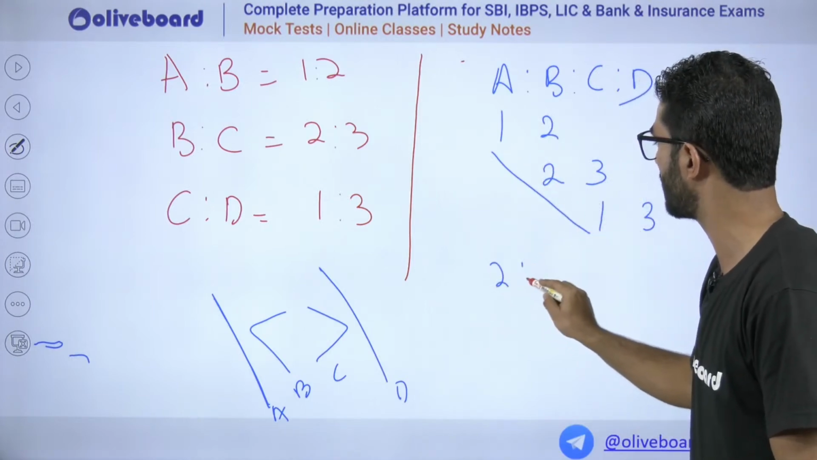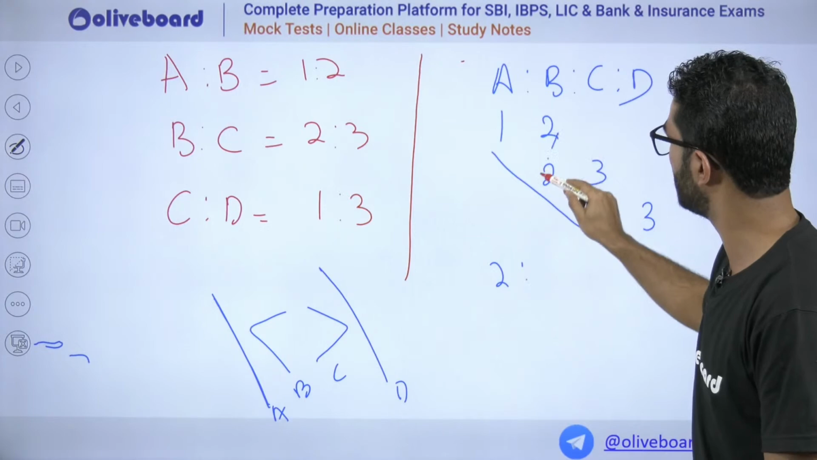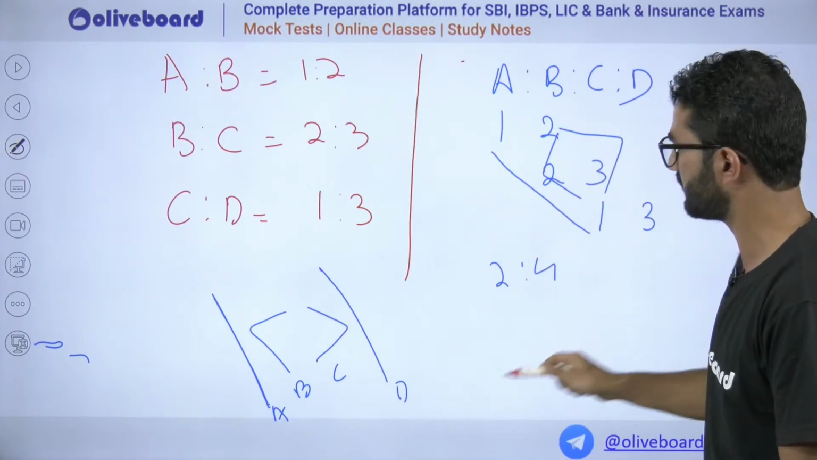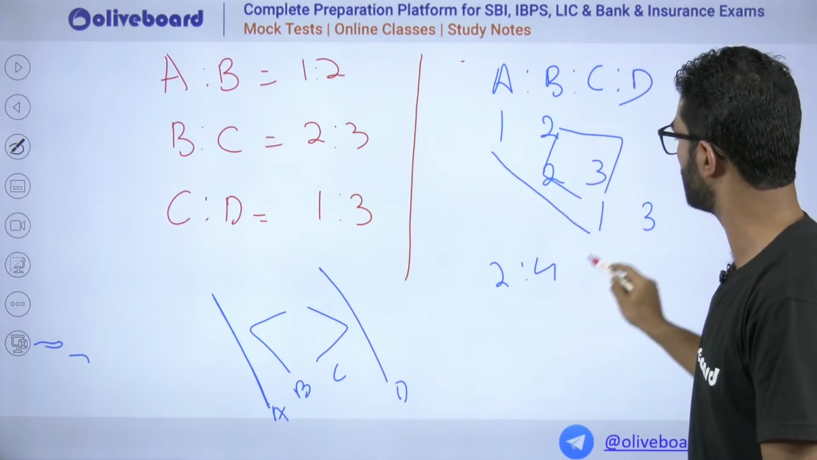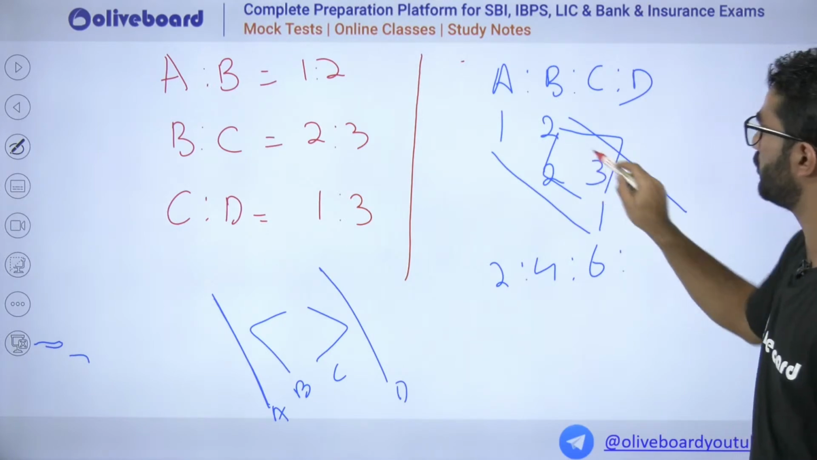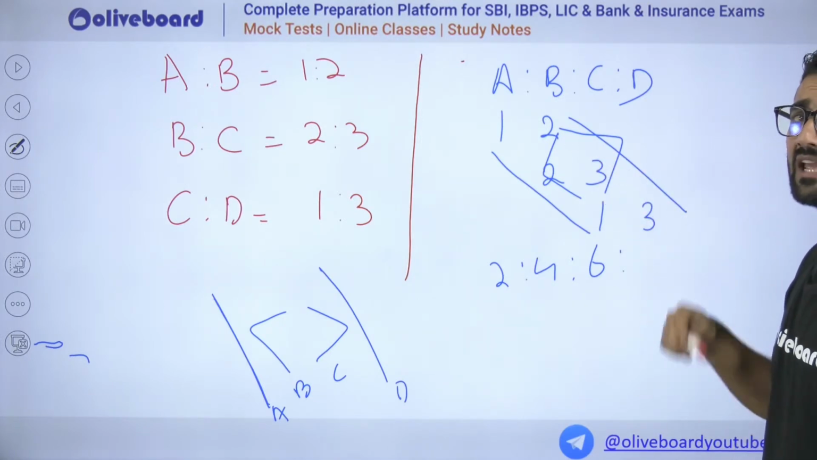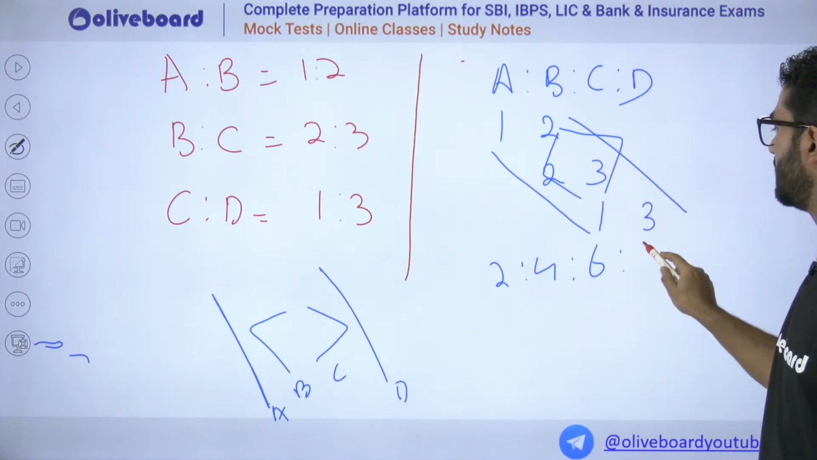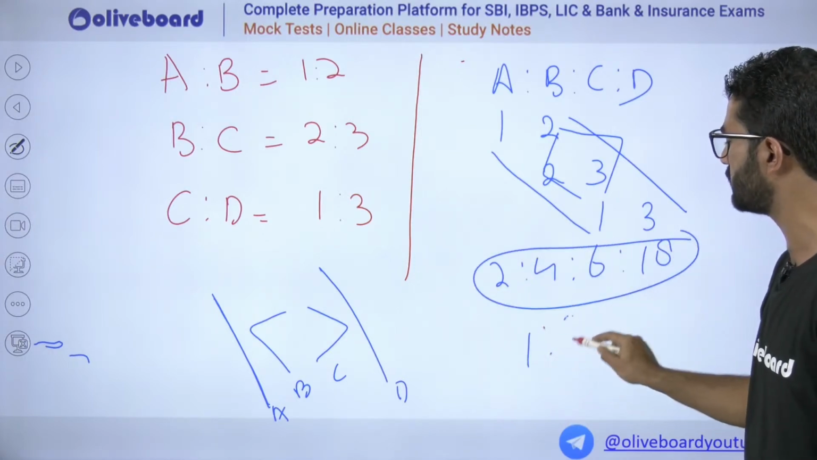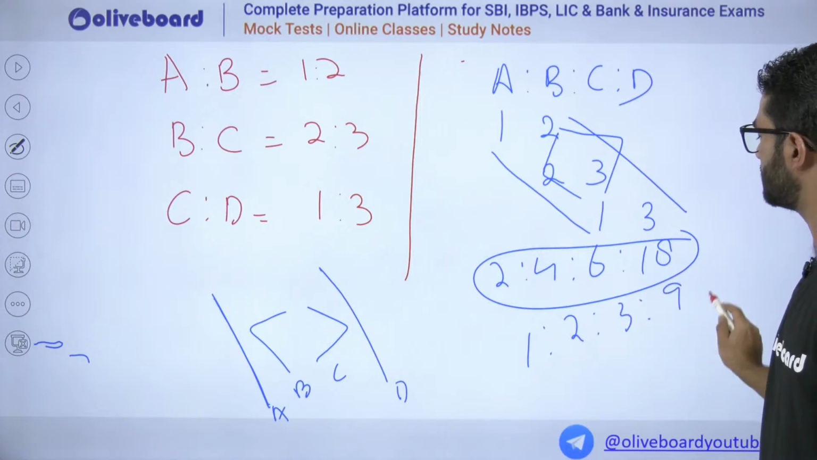It is 2. Okay, what about B? It will be this one. 2 into 2, that is 4. What is C? Following this, 2:3:1, that is 6. What about D? That will be 2 into 3 into 3, that will be 18. So you can reduce. This will be the ratio. Still you can reduce. It will become 1:2:3:9. So this is the ratio.